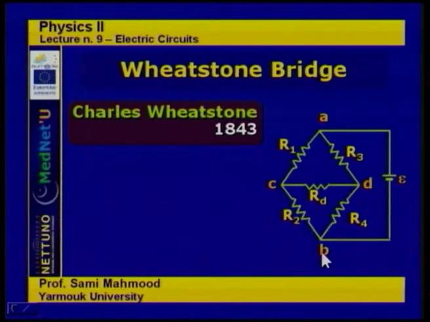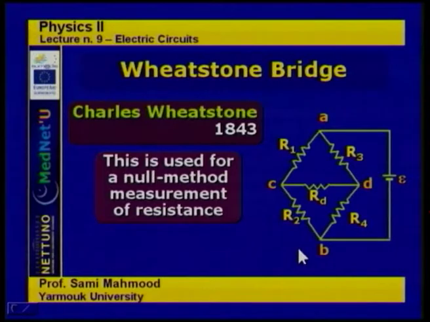R3 and R4 are connected in the second branch. And from the point between R1 and R2 and the point between R3 and R4, there is another resistor or load between points C and D. And the whole bridge is connected across an electromotive force between points A and B. This is the Wheatstone bridge, and we use the null method for measuring an unknown resistance.